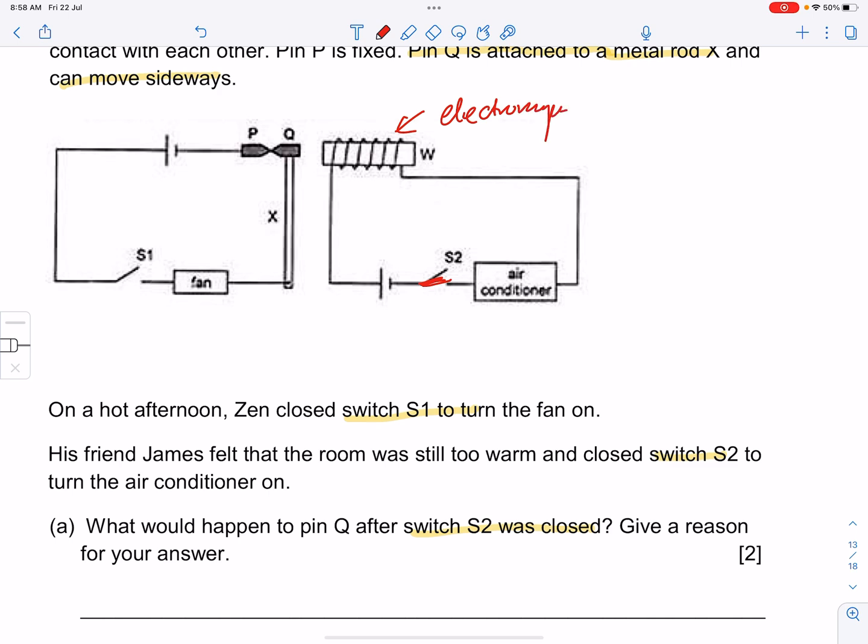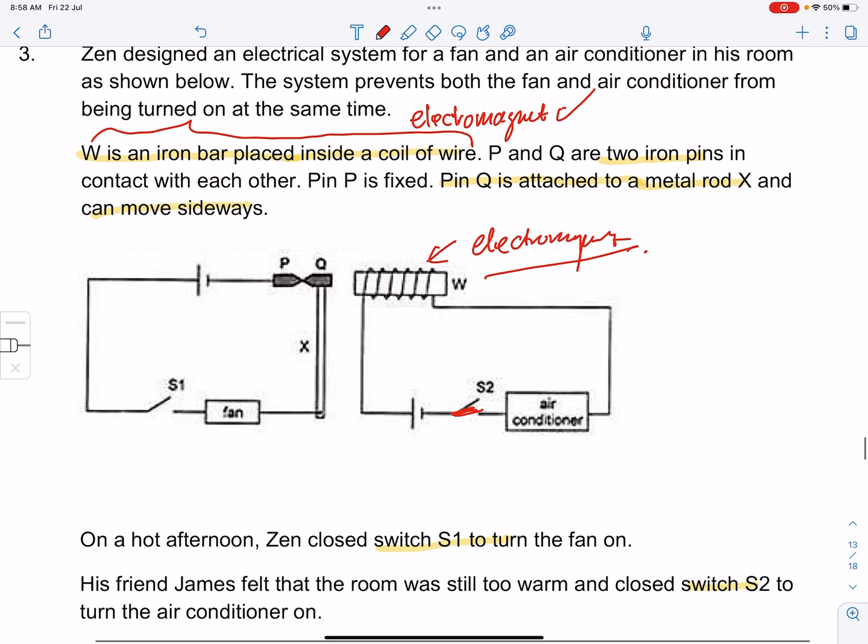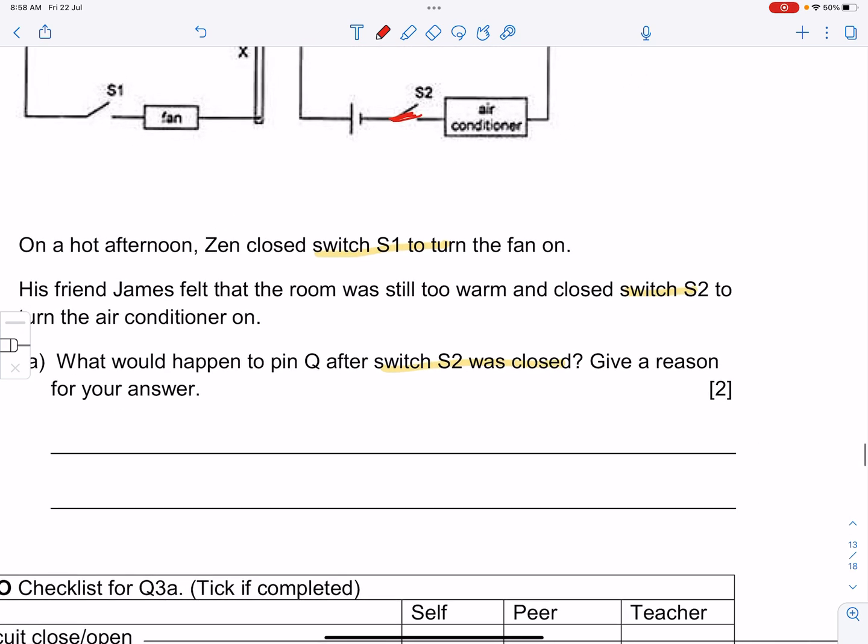Right? So does this actually coincide with what you have been taught in the beginning? Yes, it does. And if it's an electromagnet, it's usually to attract something. That will be your Q, right? So you have to answer this question and be very careful.